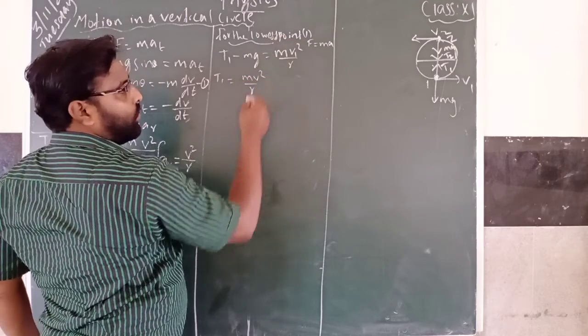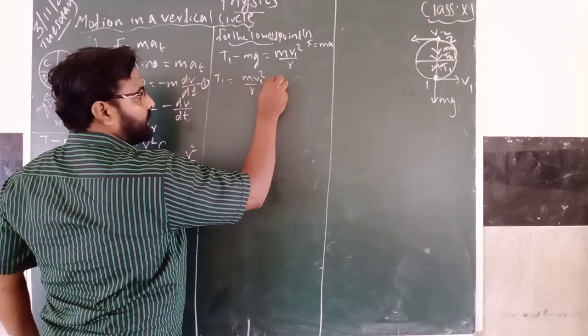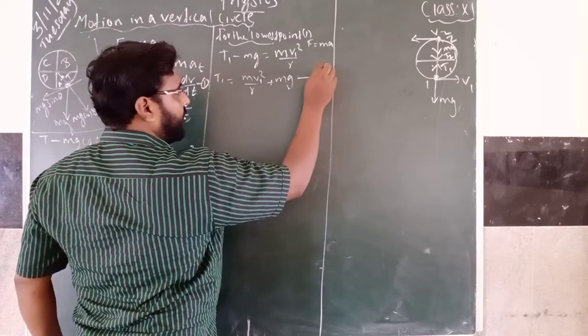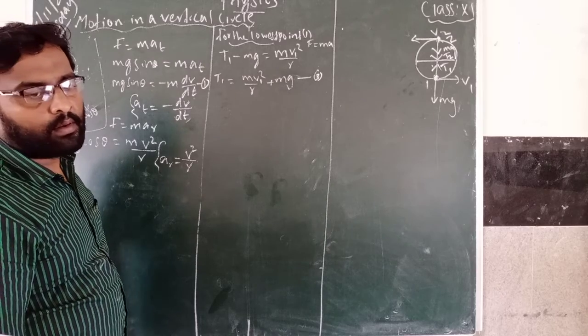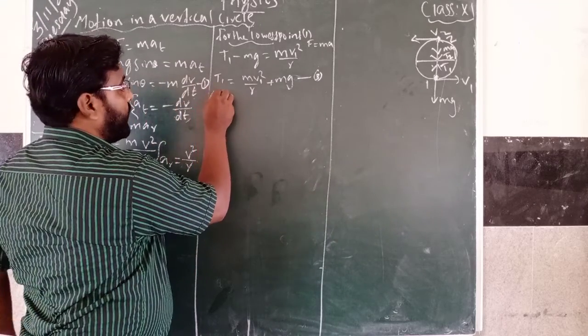Here what we can take? Velocity 1, plus mg. This mg taken LCM. This you can keep equation number 3. Equation number 3.